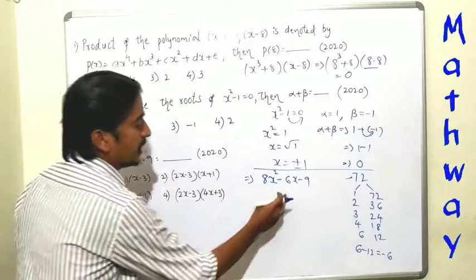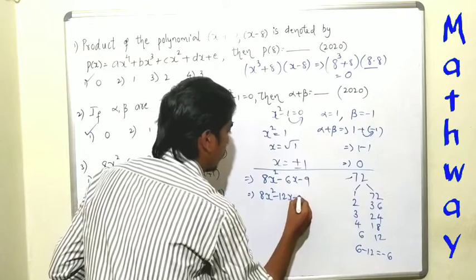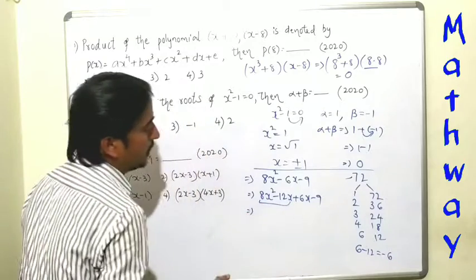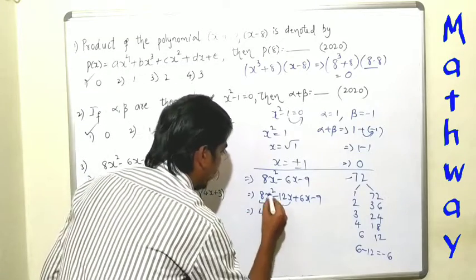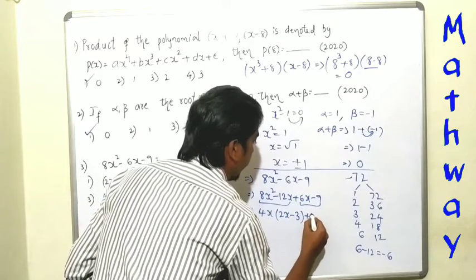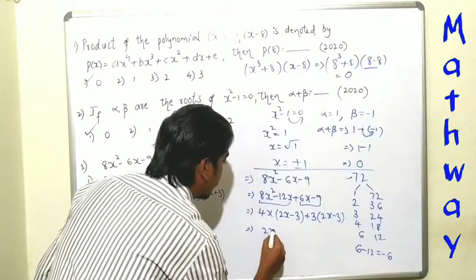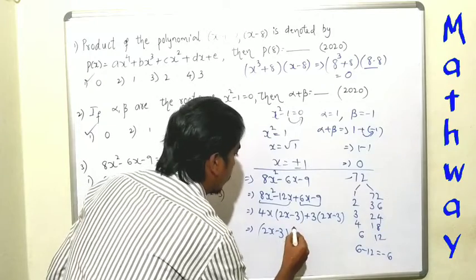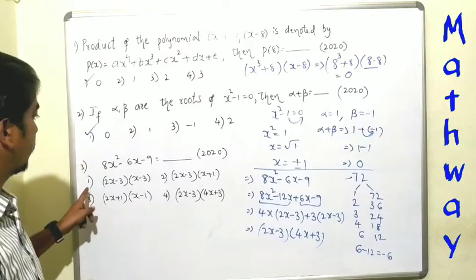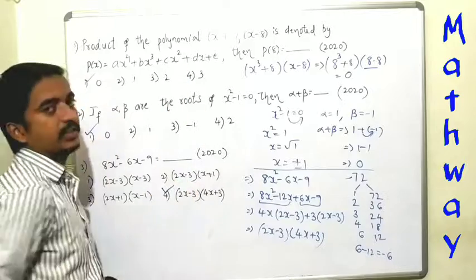So split this minus 6x as 8x square minus 12x plus 6x minus 9. From these two terms we can take 4x as common, then 2x minus 3 is left. From these two terms we can take 3 as common, 2x minus 3. Next take 2x minus 3 as common, then the remaining terms are 4x plus 3. So 2x minus 3 into 4x plus 3, option 4 is the correct answer.